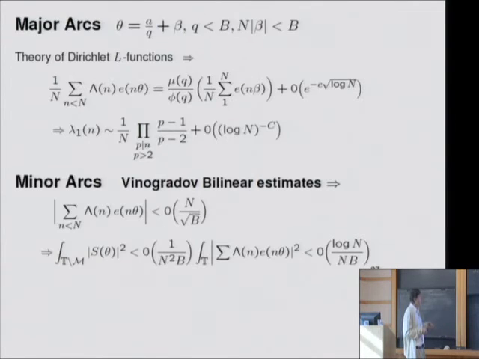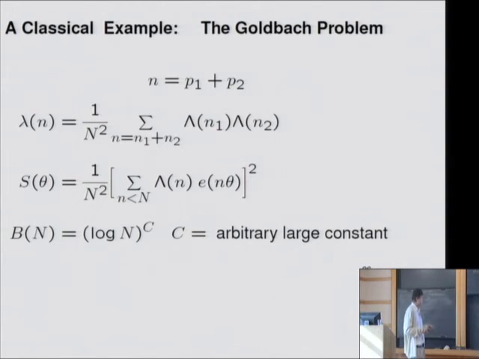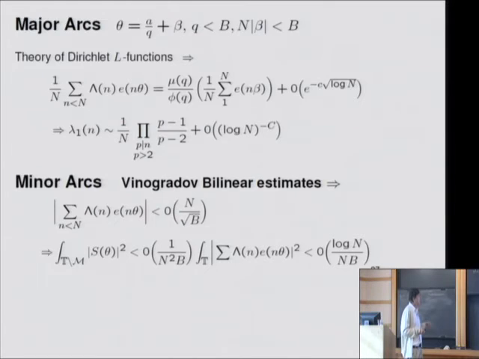Then you can do a modest truncation. You can go to a power of the logarithm, or you can go beyond that, but let's just keep it modest here. On the major arcs, you have a completely explicit description of these exponential sums, which gives you right away an expression for lambda 1 n, which is very pleasing. And on the minor arcs, you use some general techniques, particularly developed by Vinogradov, to show that the contribution is going to be small.